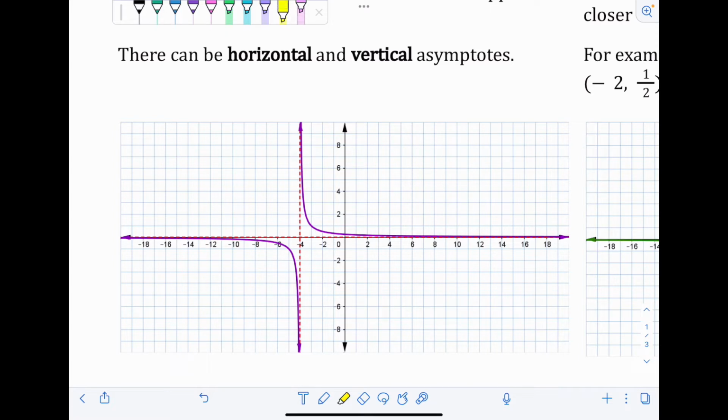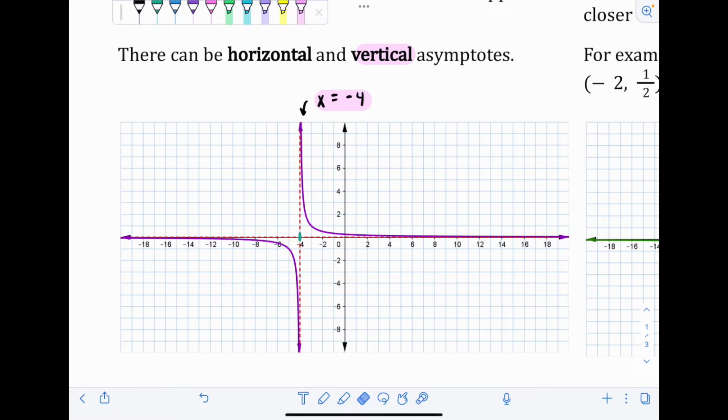It's a good point to review what the equations are for writing vertical lines and horizontal lines. If we look at the vertical asymptote, it's a line that goes up and down and crosses through the x-axis at -4. So the equation for that vertical line would be x equals -4. Every vertical line is always x equals, and then whatever number it crosses the x-axis at.